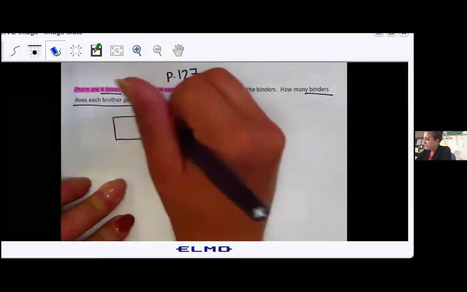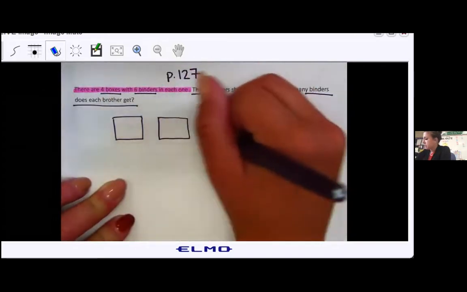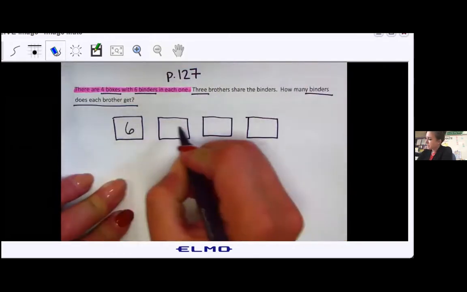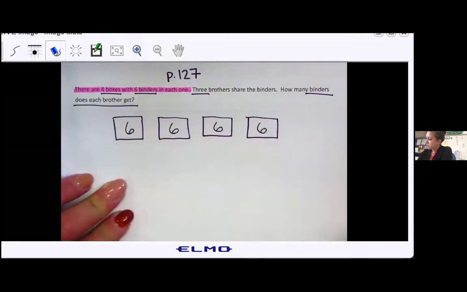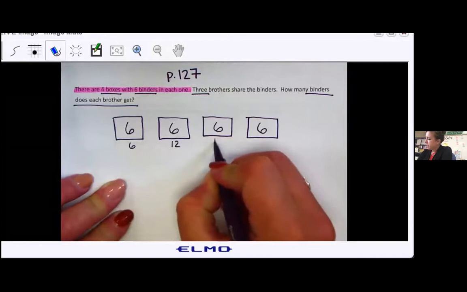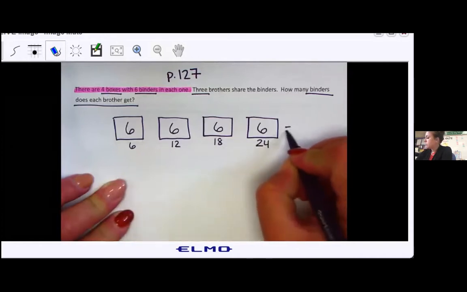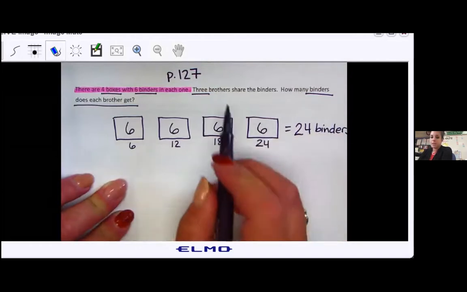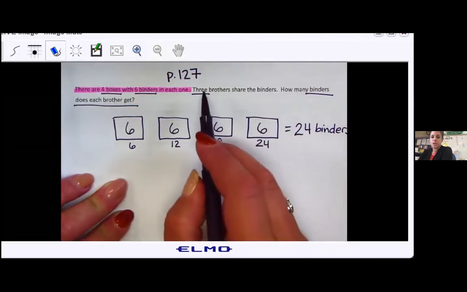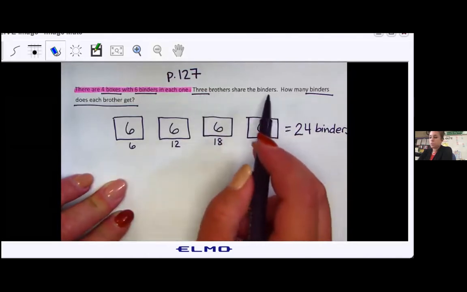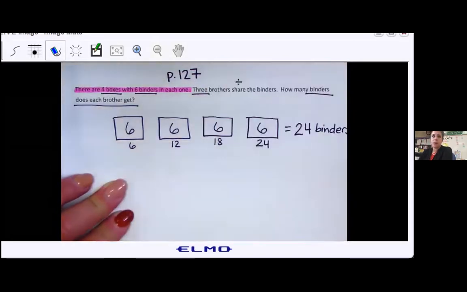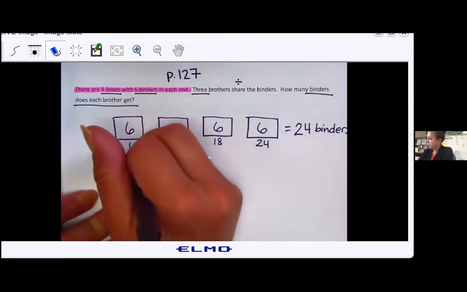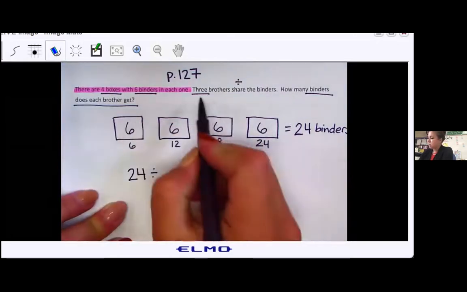So 4 boxes. I know boxes is my groups. With 6 binders in each one. 6, 12, 18, 24. So there must be 24 binders. Now I can jump to the second sentence. 3 brothers share the binders. Ooh, I know share is a dividing word. So I'm going to take my answer from this, 24, and I'm going to divide that with the 3 brothers.